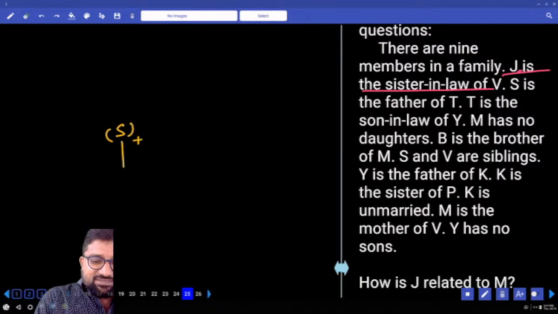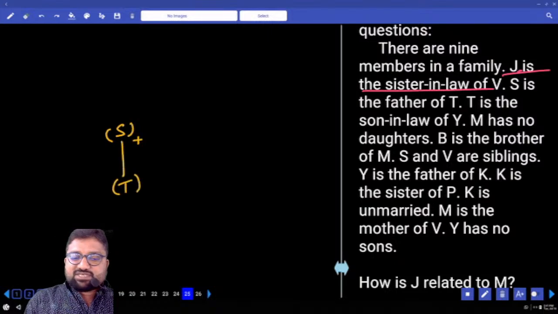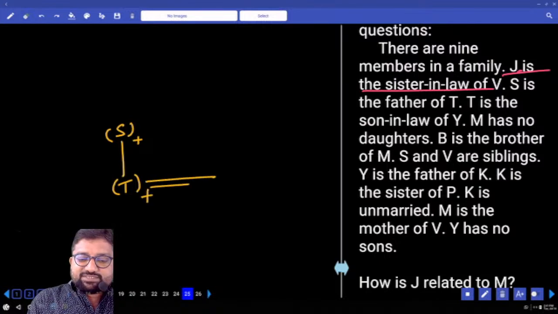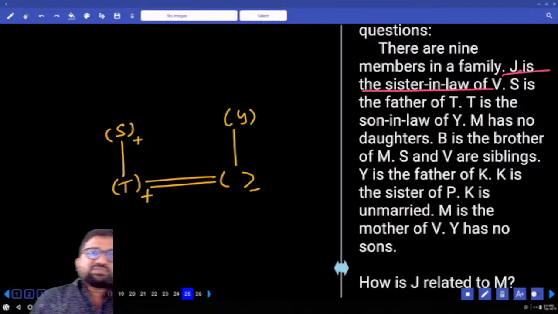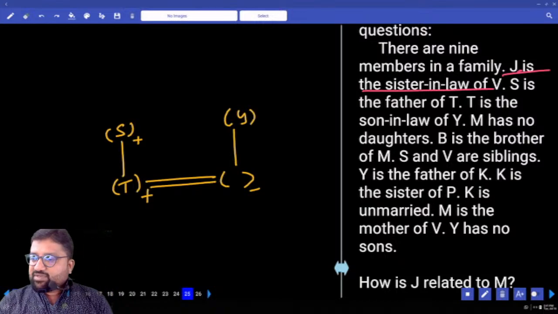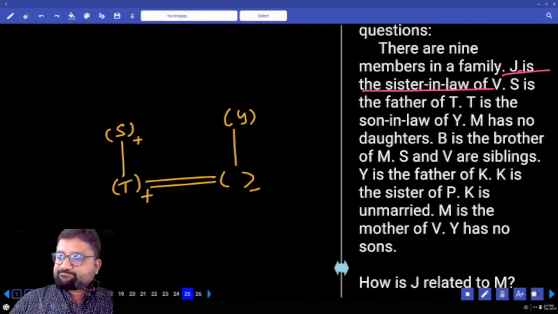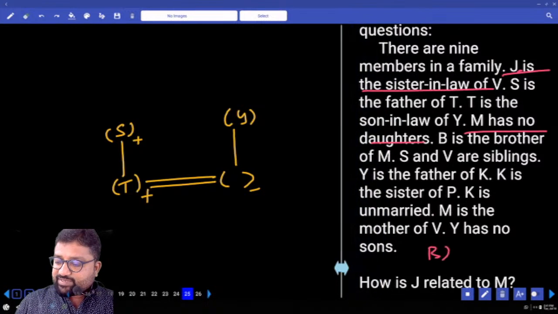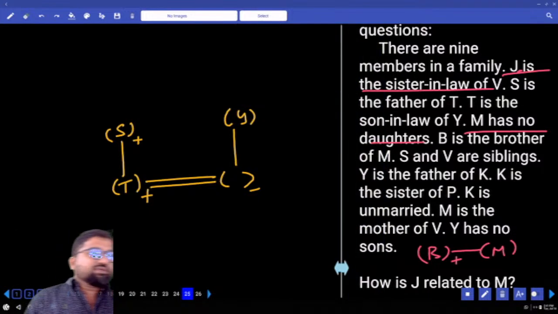S is the father. Whose father is he? T. Next, T is the son-in-law of Y. T is the son-in-law of whom? Y. T is the son-in-law of Y. M has no daughters. B is the brother of M.